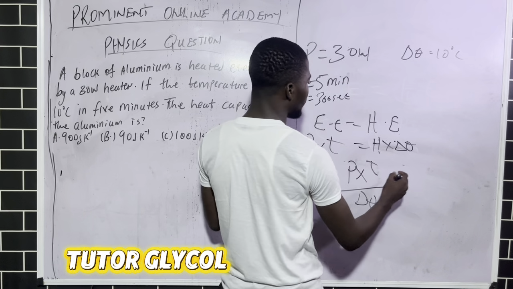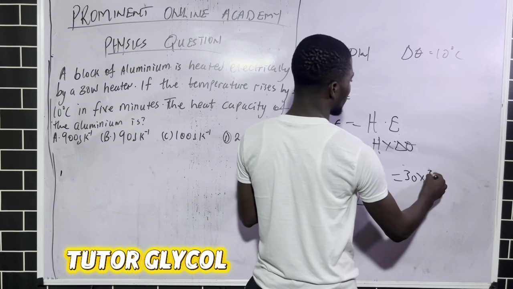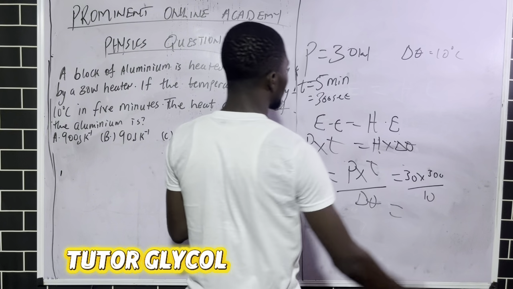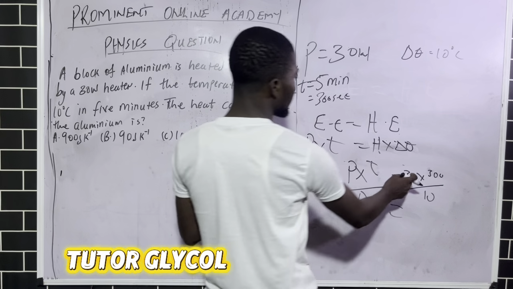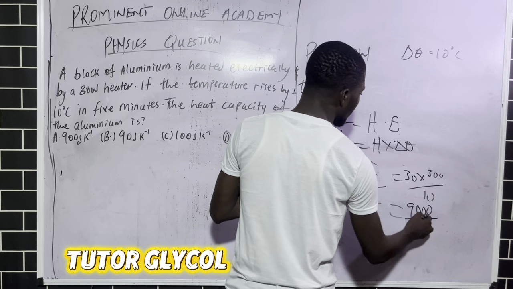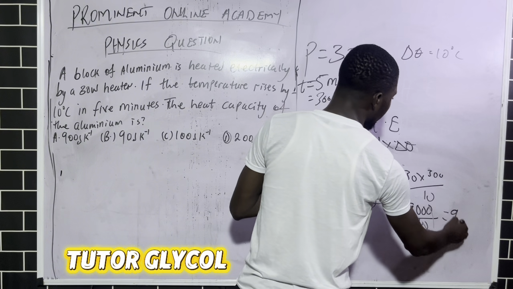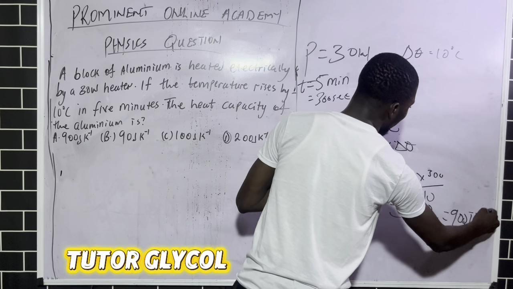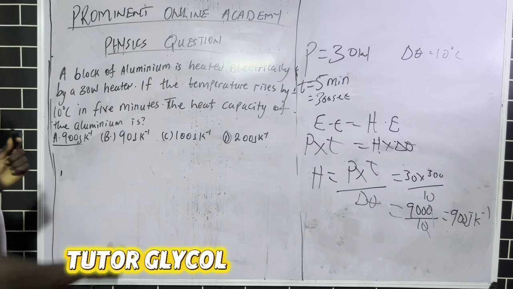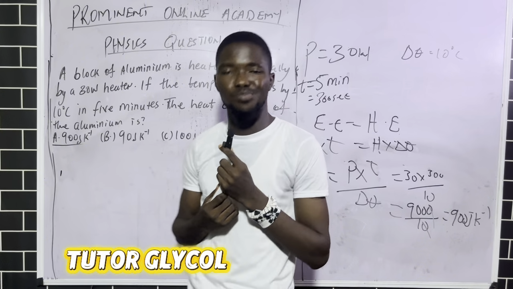Sorry about that. So we'll have 30 times 300 over 10, right? 30 times 300, that will give you 9,000 over 10, that's 900 joule per Kelvin. The correct answer to this is option A. Sorry about that, it's a simple mistake.